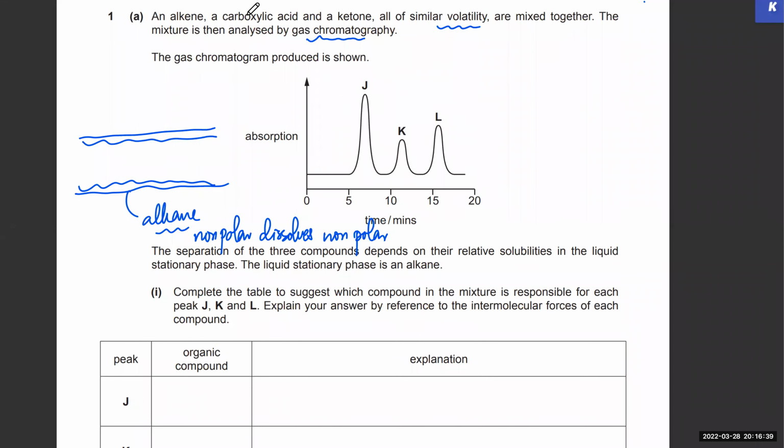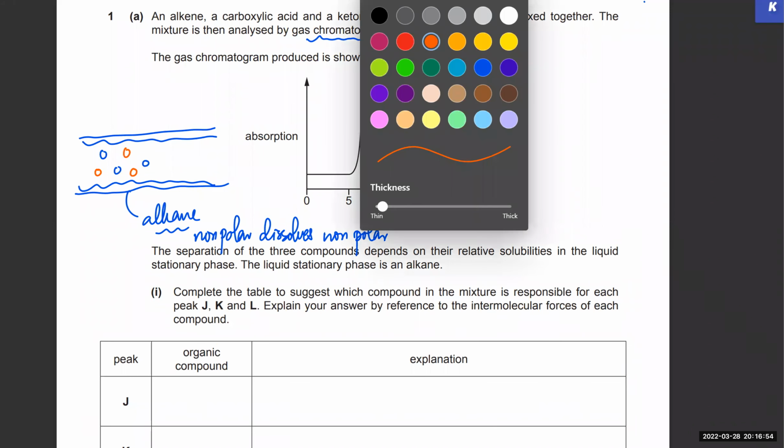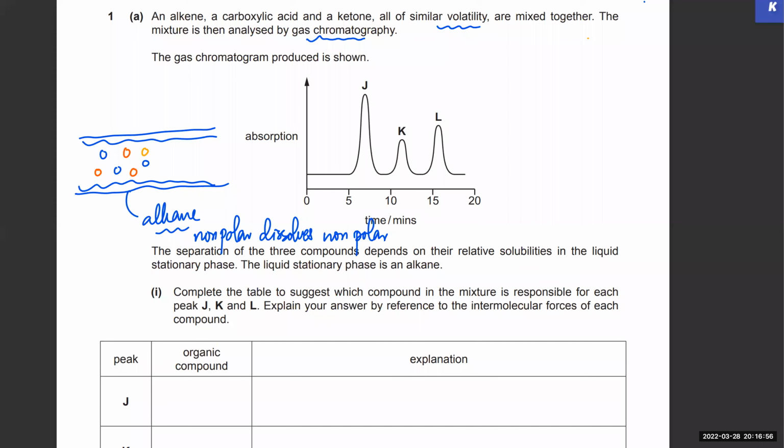Okay? So the mixture of carboxylic acid, alkene, and ketone are all traveling through the tube, so you've got all three things. So let's say this is alkene. This one is ketone, and the other one is a carboxylic acid. So the orange one is the carboxylic acid. They are all being pushed by a mobile phase, which is the inert helium gas or any noble gas. He didn't mention the gas, but there's a gas at high pressure that's pushing the vapor through the tube. So which one will dissolve in the alkane?